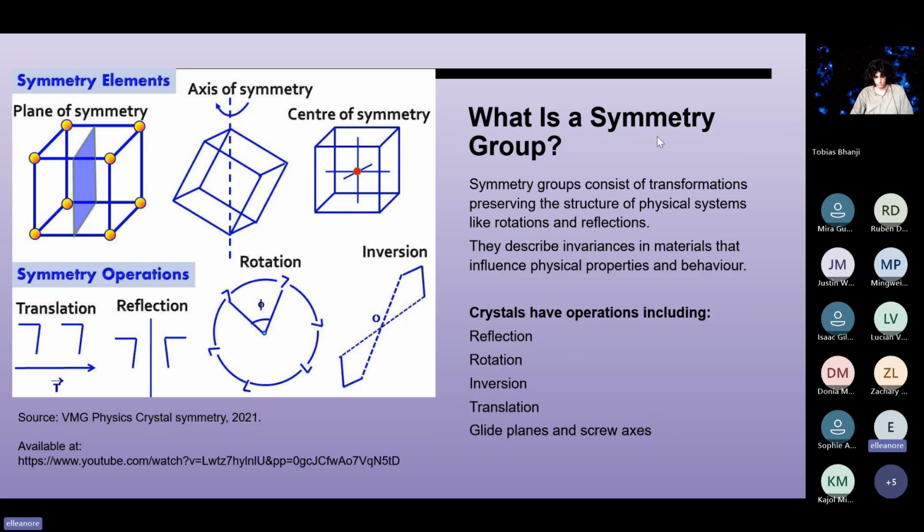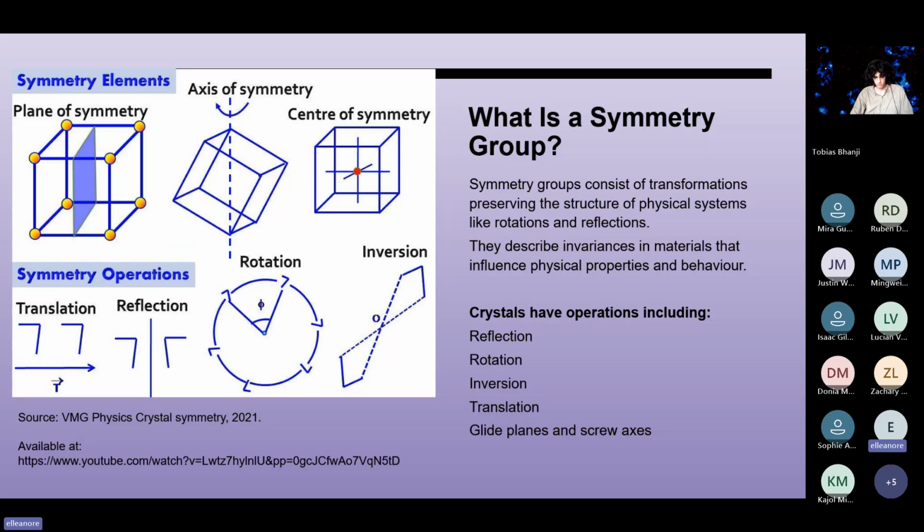So I just wanted to talk about what a symmetry group is, because one of the other members of our group who unfortunately can't make it today had a little bit about that. So I thought I'd also include that too.